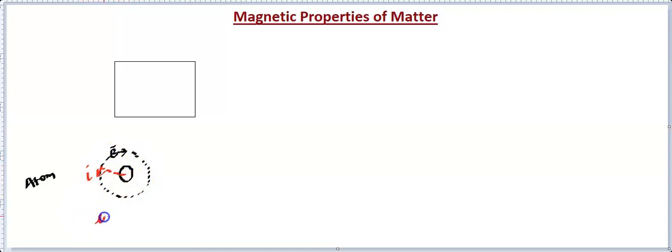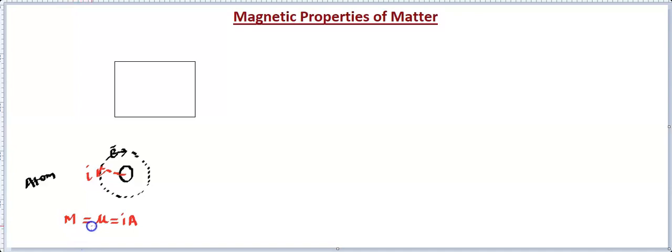So that's going to be mu, and mu is going to be I into area. That area can be written as pi r square, and for simplicity we can write it as A. So that means every electron orbiting around a nucleus is going to behave like a magnetic dipole moment. And this is for one atom. In one atom you will find there are several electrons orbiting, so their dipole moments will be adding up, right? So we can also write this dipole moment by capital M if we want.